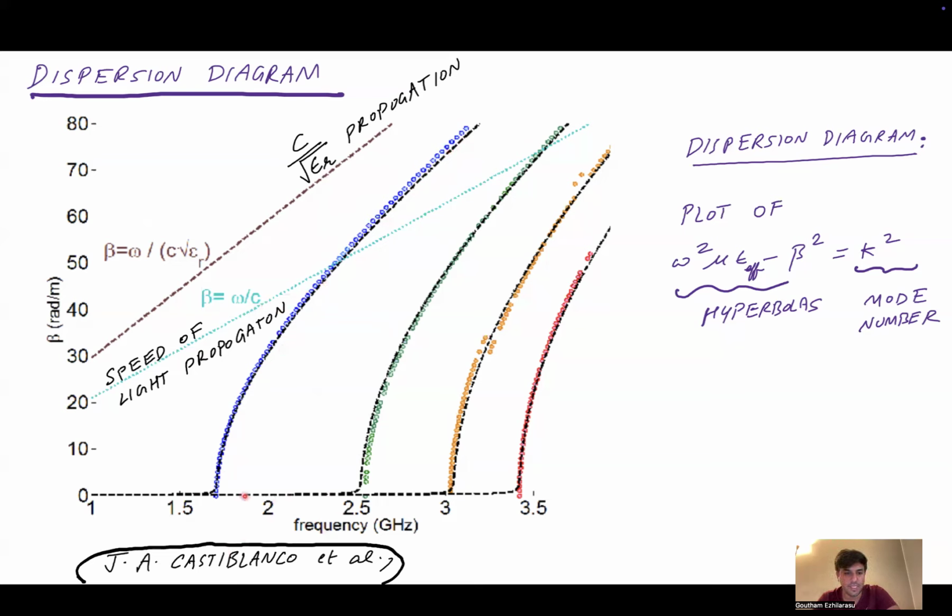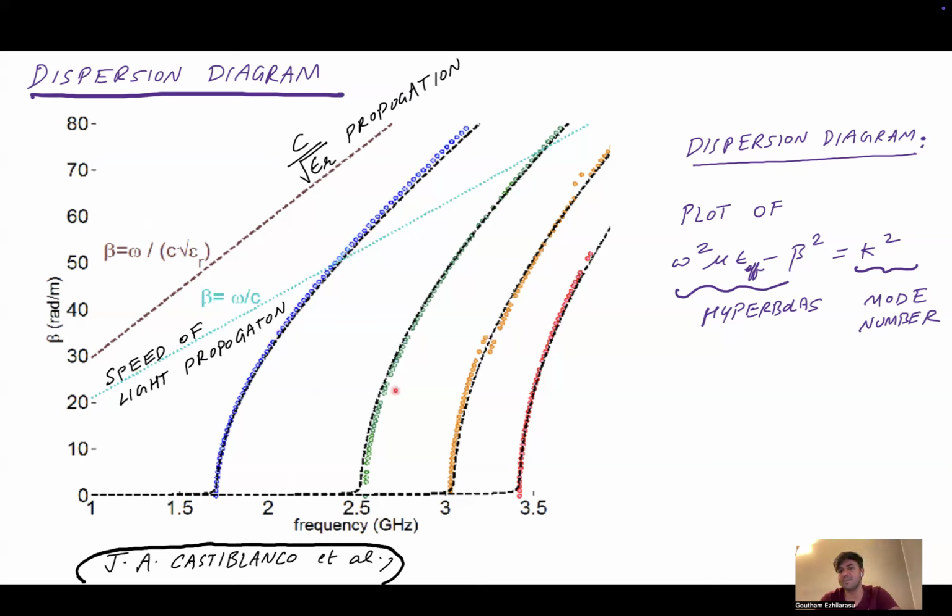So, for example, what is happening here is as the frequency increases, you see that the slope, which was originally very large, is now reducing. And the reciprocal of the slope is the wave velocity. So initially, the wave was faster, and then as the frequency increases, the wave gets slower.